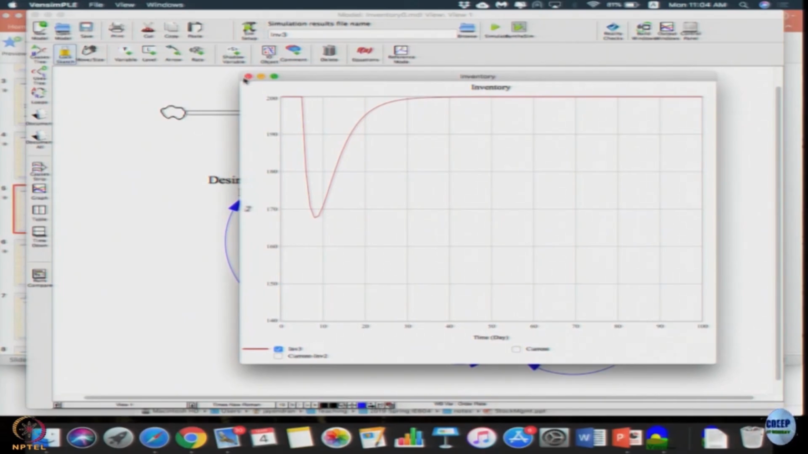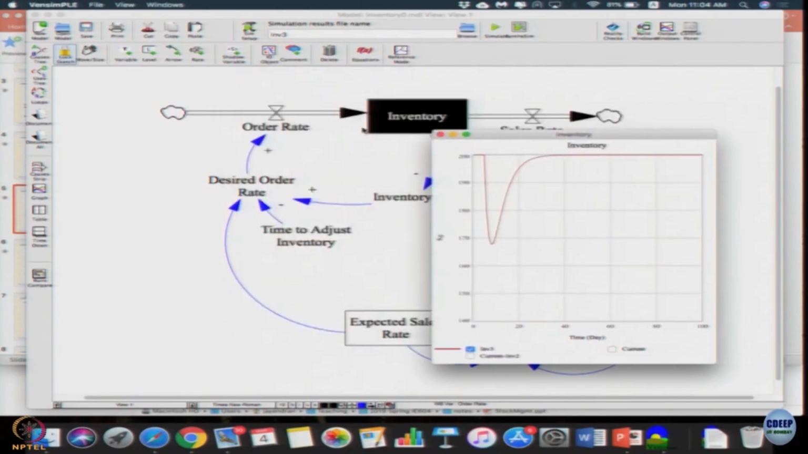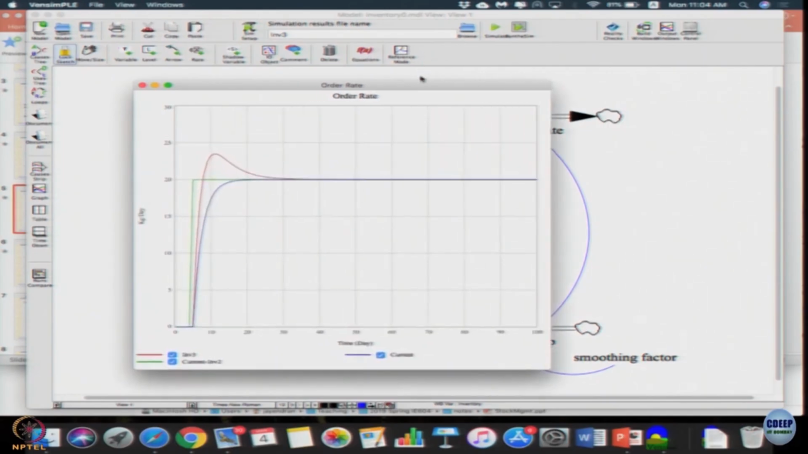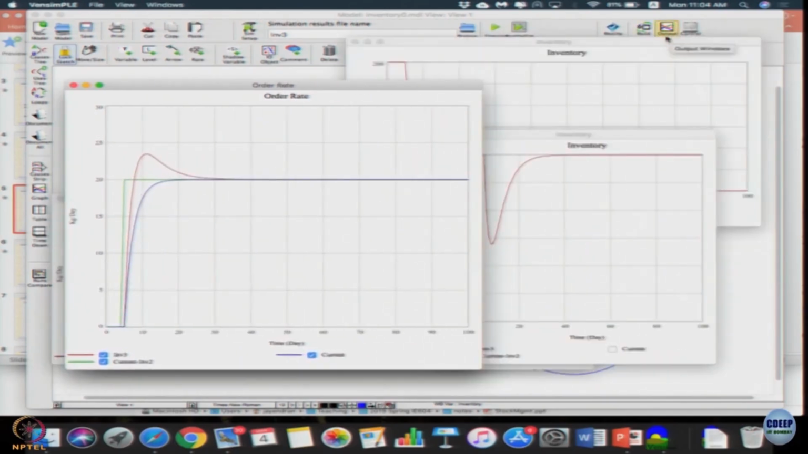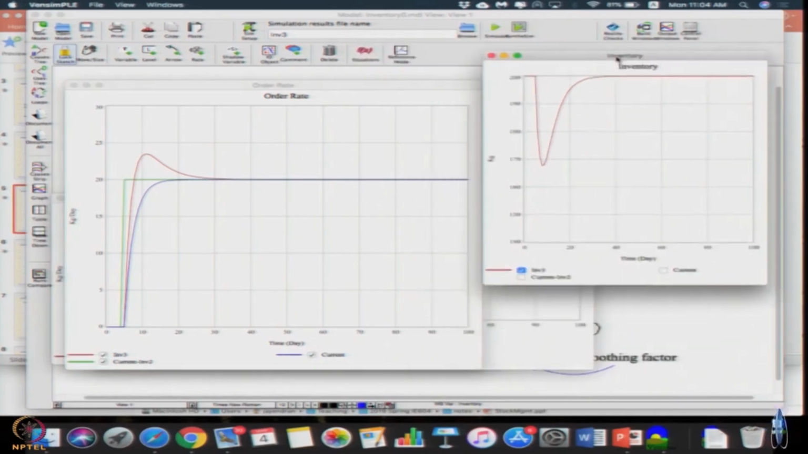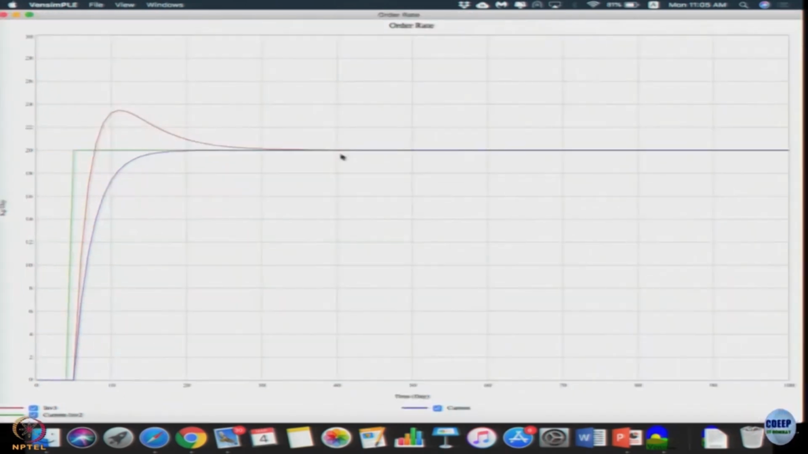However, to achieve that, the interesting part is your order rate. Here you can see all three order rates in this graph. The blue color represents the first order exponential one, the first model that we wrote, goal seeking one. In the second one, if the instantaneous sales rate was available, then immediately I could react, but that is not a very realistic model.